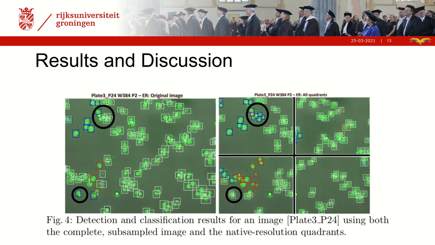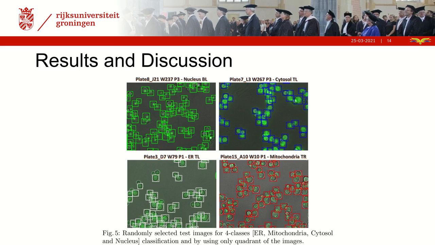This can be seen in the black circle in this figure. The left side of this image shows the detection of individual cells on the original image, while the right side shows the detection on each quadrant of the images. 2 cells are misclassified here and 1 cell here. I will explain the difference between the colors in the next slide.